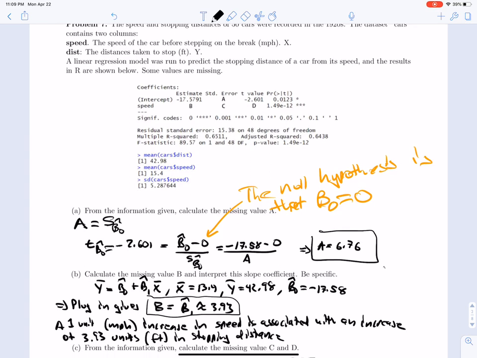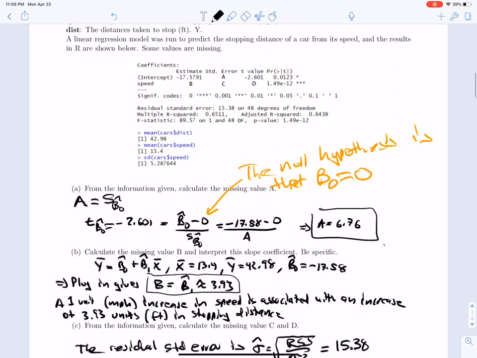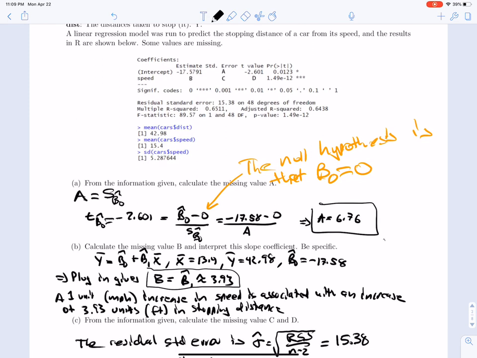We have the residual standard error, which is the square root of RSS over n minus 2. And you can just ignore the rest of this readout for right now, except that you'll need the mean for distance and speed and the SD for speed.